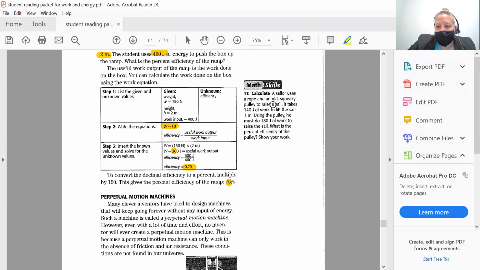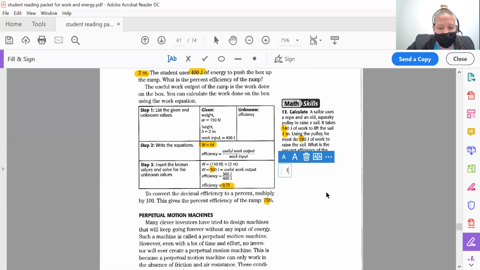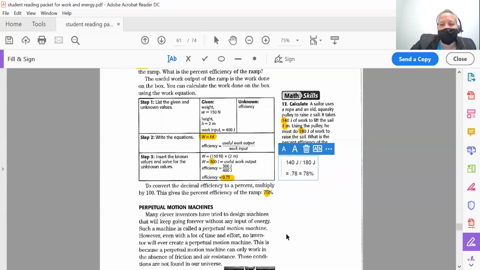Okay, a sailor uses a rope on an old squeaky pulley to raise the sail. It takes 140 joules of work to lift the sail 1 meter. Using the pulley, he must do 180 joules of work to raise the sail. What is the percent efficiency of the pulley? Okay, so we know the useful work is 140, and we divide that by the work that he put in, which is 180 joules, and this is going to equal 0.78, which is going to equal 78%. We're going to work more on these math facts tomorrow.